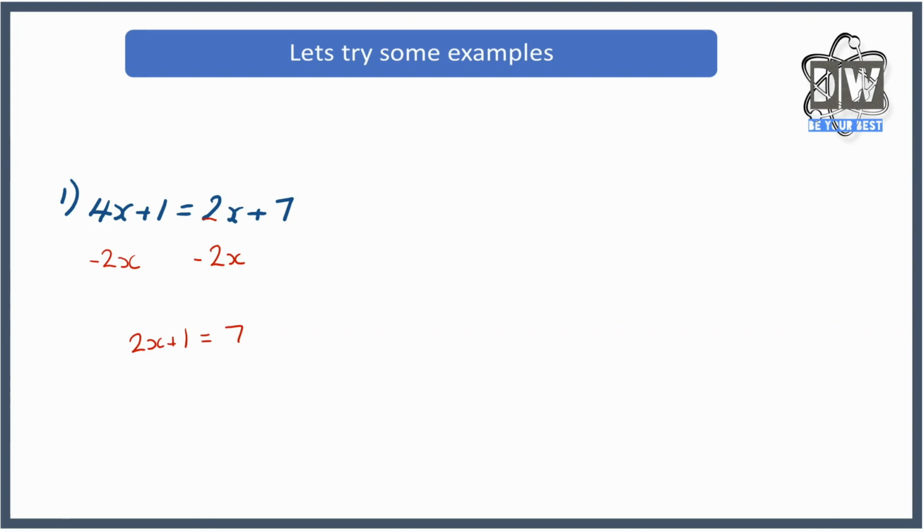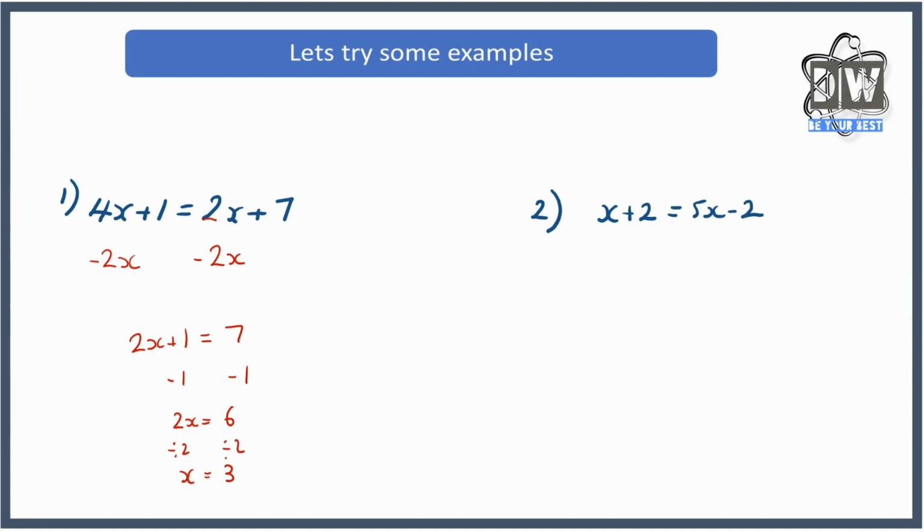Now what I've just done is turn that equation into a two-step equation, which you've done before. So now I'm going to subtract 1 from both sides, and I'll end up with 2x equals 6, divide by 2, and I end up with x equals 3. And remember, I can put that back in, so I could say 4 times 3 is 12, plus 1 is 13, okay? 2 times 3 is 6, plus 7 is 13 also, and we know we're correct.